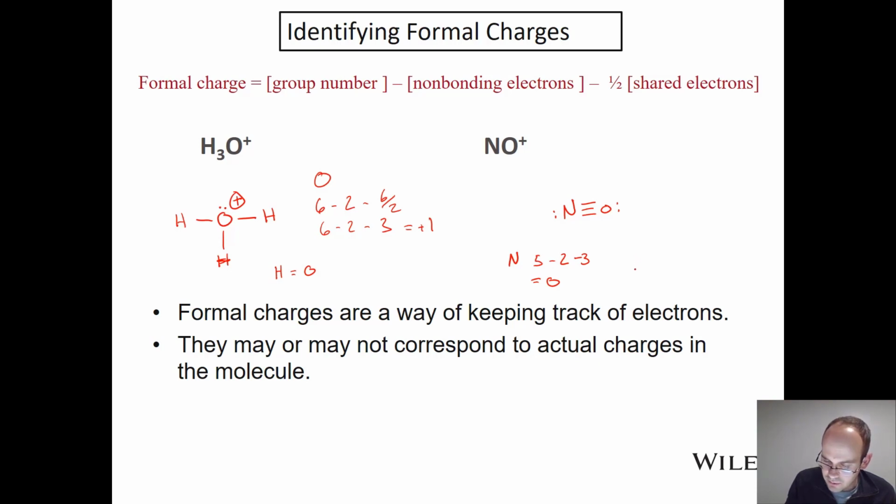Oxygen, on the other hand, should have 6, and it's going to be the same situation here, minus 2 lone pair electrons, minus 1/2 of 6 shared electrons, so minus 3. Oxygen is equal to plus 1. Positive charge on the oxygen here.